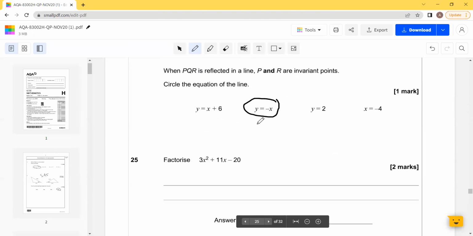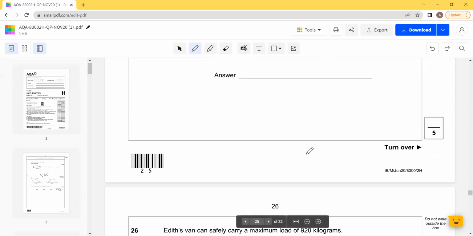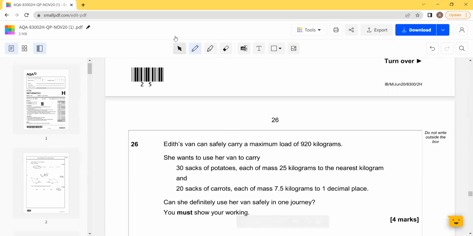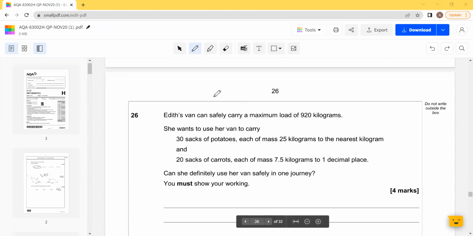Question 25, factorize 3x squared plus 11x minus 20. So this is the question of factorizing. In this case, you can actually just use a calculator because it just factorizes it for you. So it will be 3x minus 4 and x plus 5. And that's your factorization. We don't actually have to find or write down the values of x. We just factorized it.